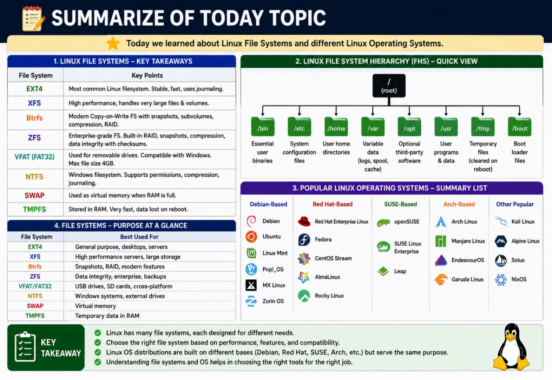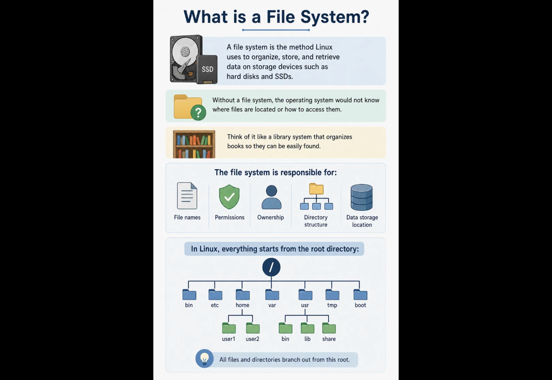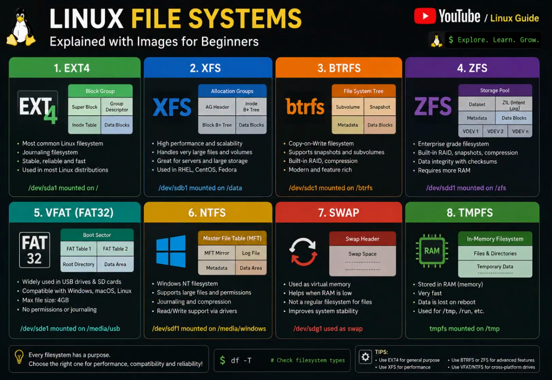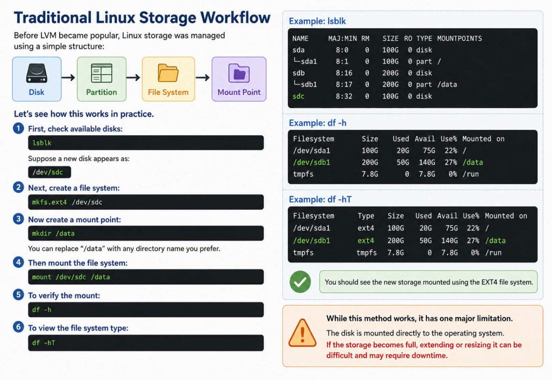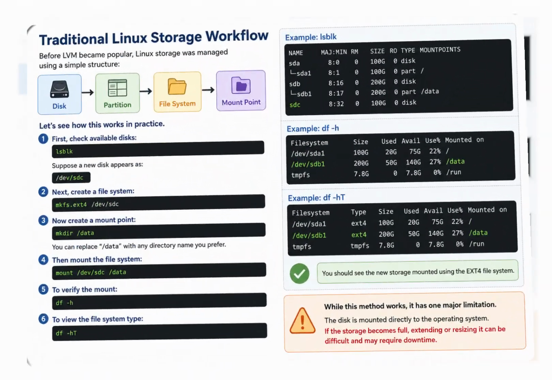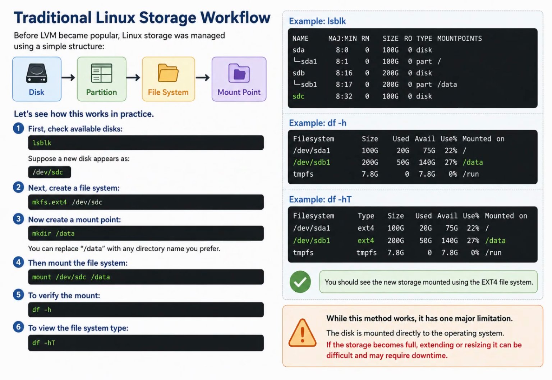Let's quickly recap what we've learned today. We covered what a Linux file system is, common Linux file systems such as ext4, XFS, Btrfs, and ZFS, and traditional Linux storage architecture. We also covered what LVM is and why it is important, LVM architecture including PV, VG, and LV, practical LVM creation and management, and online storage expansion using LVM. Understanding file systems and LVM is a fundamental skill for every Linux professional.